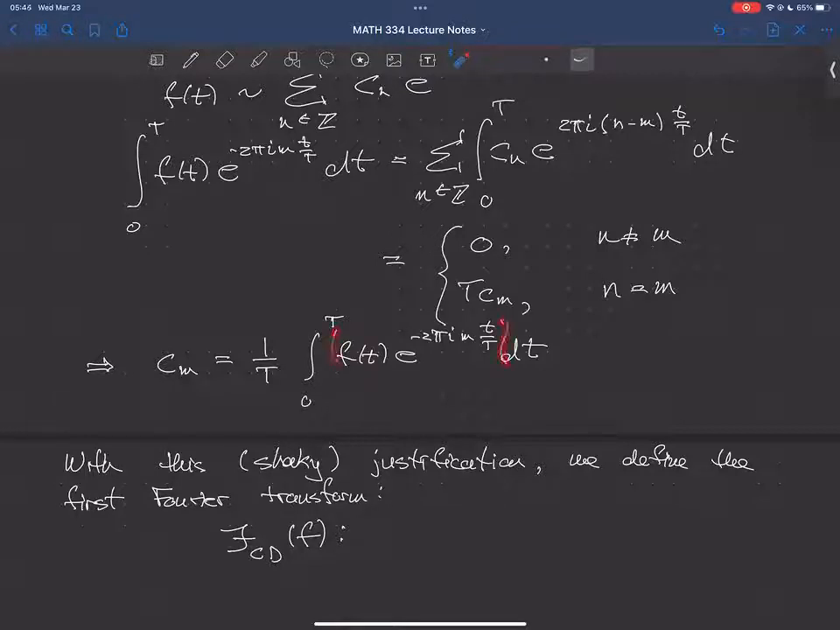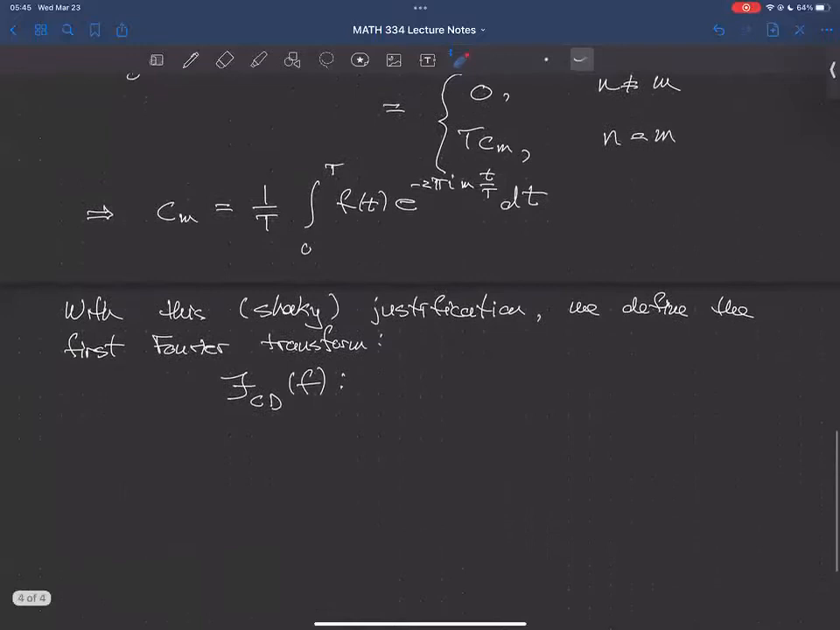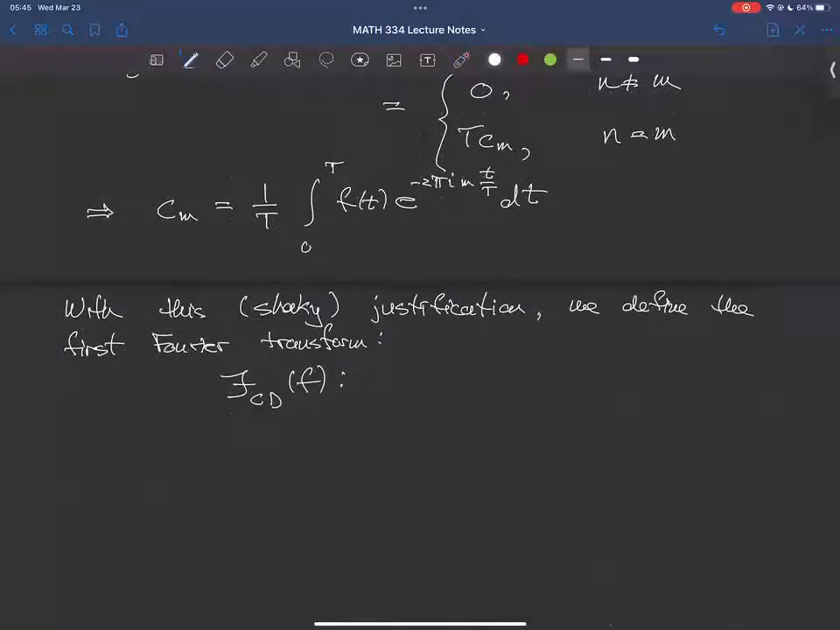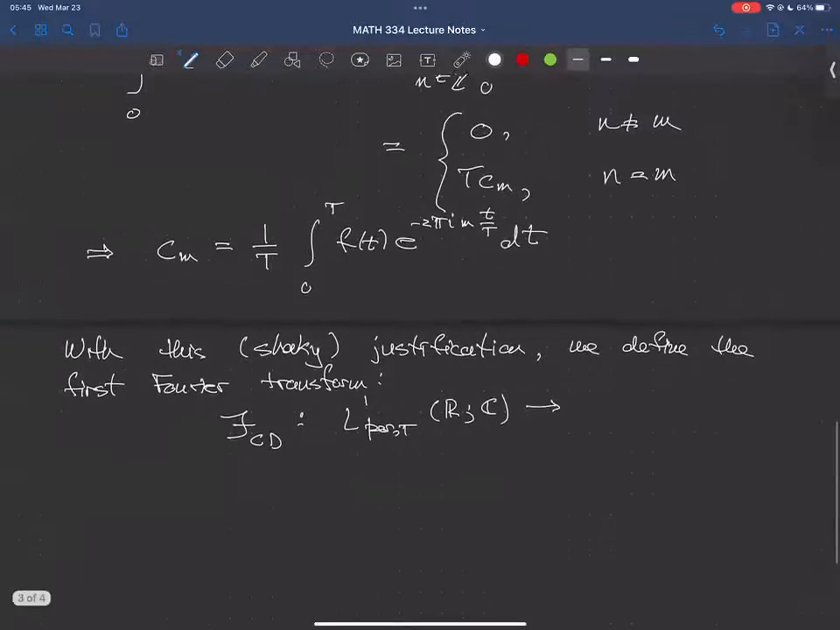So we take the absolute value of this, which is the product of the absolute values, but the absolute value of the exponential is 1, so this just means that the integral of the absolute value of f should exist, and that just means that f should be in L1 over 0 to T. So the domain of the CDFT is L1 periodic: T-periodic signals that are in L1 over each period. Now, what do I get out of this?